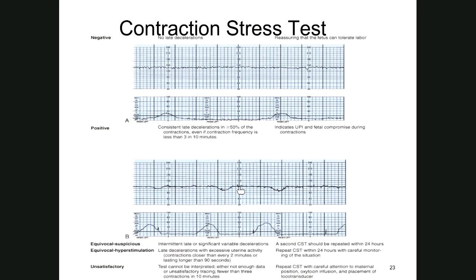Some of the advantages for these tests: this contraction stress test is going to follow a non-reactive non-stress test. The contraction stress test is a little bit more reliable. If this test is negative, meaning it was negative for late or variable decelerations, we've got a 99% reassurance that the uteroplacental unit can support this fetus for another week.